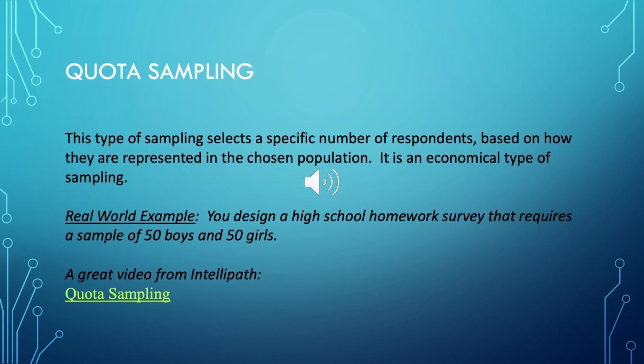Quota sampling. This type of sampling selects a specific number of respondents based on how they are represented in the chosen population. So it's more of an economical type of sampling. For example, you design a high school homework survey that requires a sample of 50 boys and 50 girls, because that means that your population of the high school is super close to 50-50. So your quota, the sample you're taking, you want it to be that same ratio. And there's another great video from IntelliPath on quota sampling here.